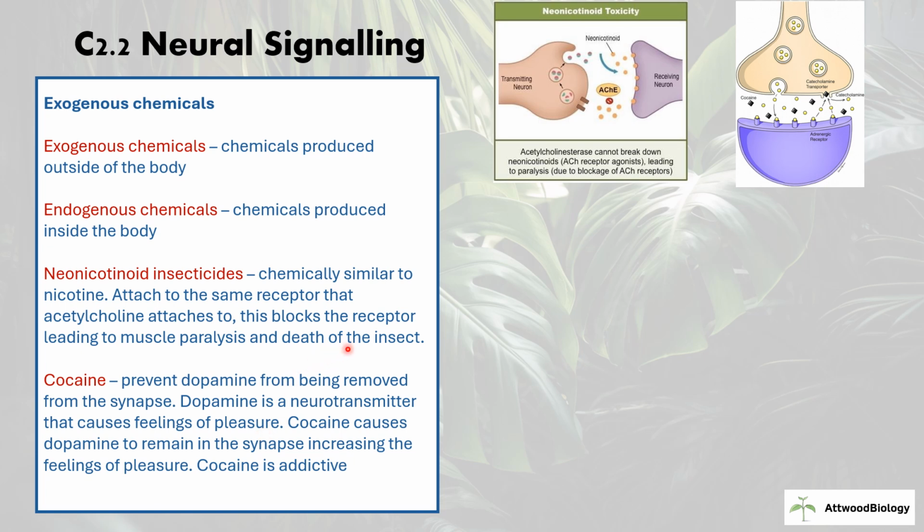Cocaine, obviously an illegal drug. This prevents dopamine from being removed from the synapse. We talked about neurotransmitters being broken down after they've done their job in the synapse. Now, dopamine is a neurotransmitter that causes feelings of pleasure. So cocaine stops that dopamine from being removed from the synapse. It means it can't be broken down and taken away. So the dopamine remains in the synapse and continues to bind to the receptor, and the action potentials that are going to cause feelings of pleasure continue to be fired if you take cocaine. And cocaine is an addictive drug as well.